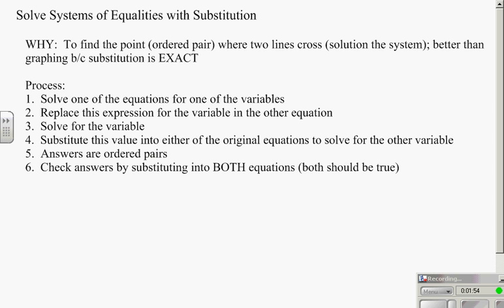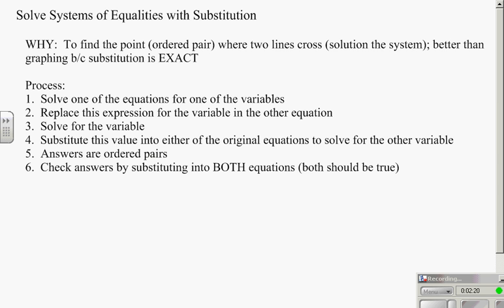So we have a 6-step process. 1, solve one of the equations for one of the variables. They might already be solved for x or y, and then you can skip this step. If they're not, choose the easiest one and solve for it. 2, replace this new solved expression for the variable in the other equation. You're going to substitute in.